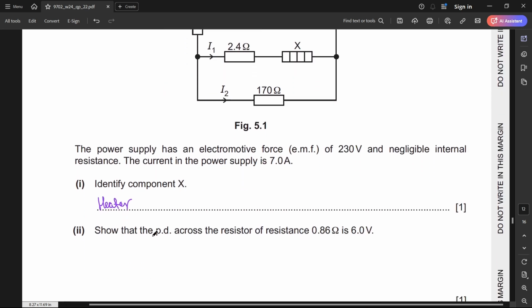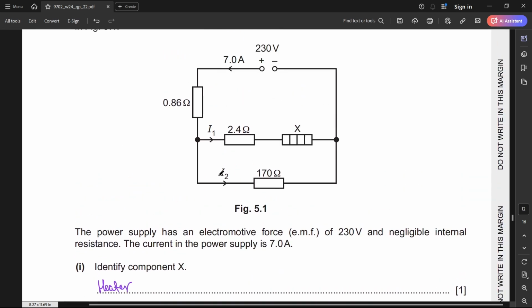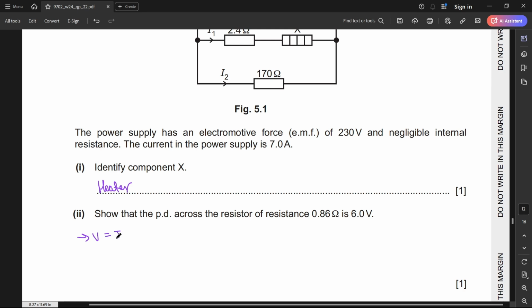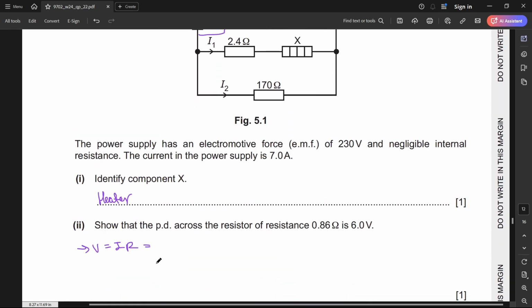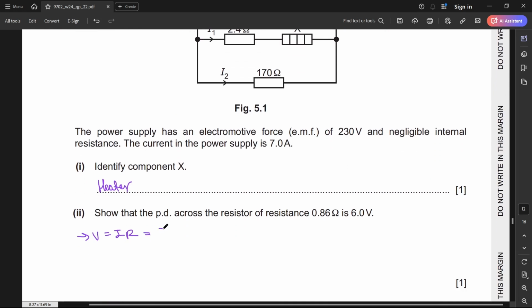Then show that the potential difference across the 0.86 ohm resistor is going to be 6 volts. So V equals IR. For example, if we have a voltmeter over here, the current it's getting is 7, the resistance is 0.86. As we know that V equals IR, for that component it is going to become 7 into 0.86. It should come out to be 6 volts. 7 into 0.86 is 6.02, so it's approximately equal to 6 volts.